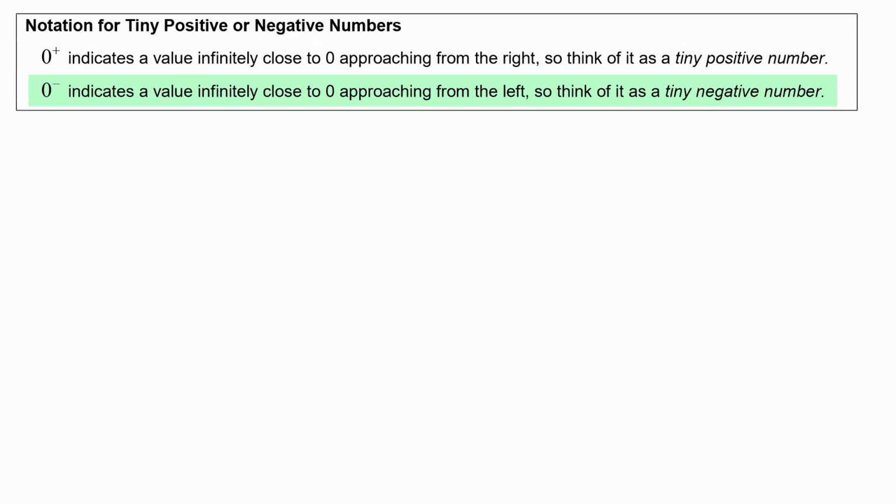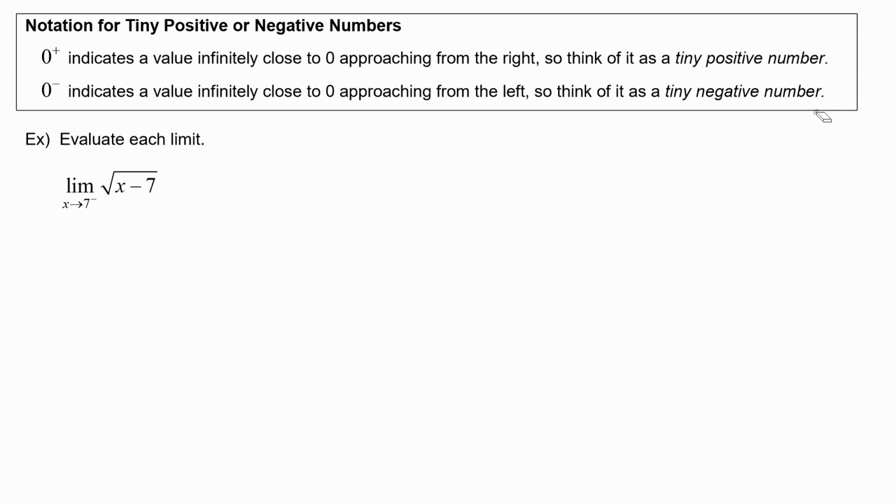0 minus, then, indicates a value infinitely close to 0 approaching from the left, which means slightly smaller than the given number, so think of it as a tiny negative number. And when we say tiny, we mean small in magnitude, very close to 0, but coming in through negative numbers. In this example, evaluate each limit.